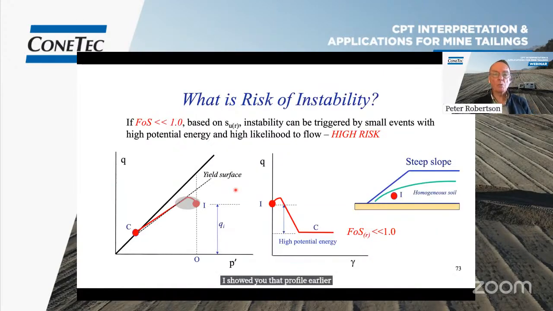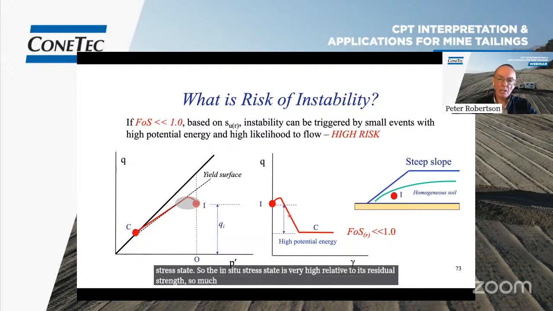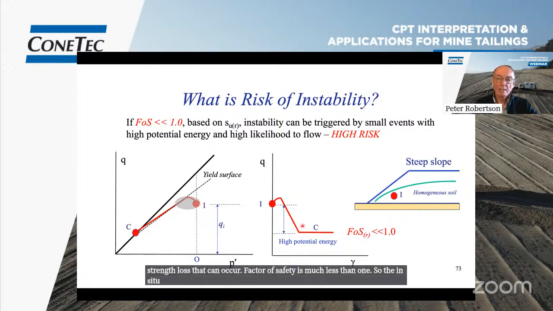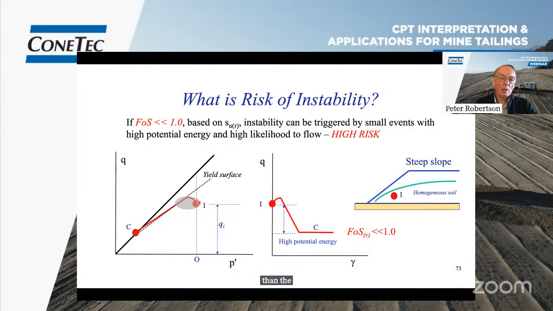And so when it comes to stability, it sort of says, so what's the risk of instability? If the factor of safety using residual undrained strength is much less than 1, then, if you think of the stress state, the in situ stress state is very high relative to its residual strength, so much, much higher. So here's the stress strain curve, a lot of strength loss that can occur. Factor of safety is much less than 1. So the in situ stress is much higher than the residual strength. So it illustrates that the in situ stress is quite close to the yield surface.